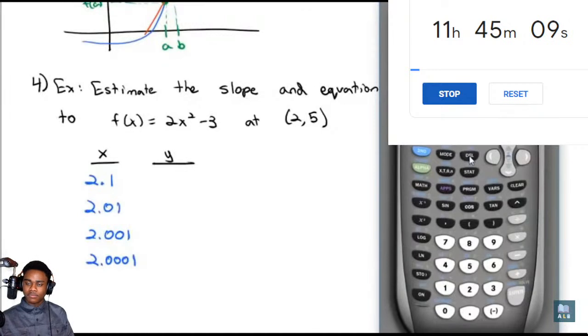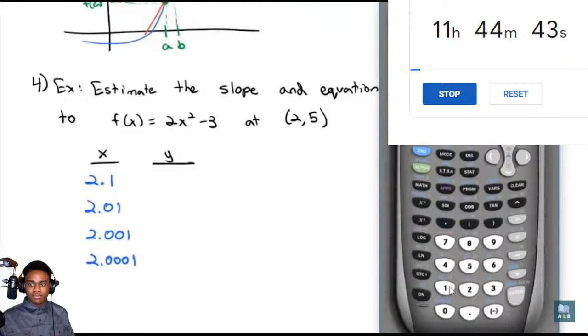And we should be able to delete these values out of here. If you cannot delete the values out of your table, first hit second, and then above window you see it says table set. And we're going to change the independent variable, the x, to ask, so that we can pick what we want that x to be equal to. Now go back to second table.